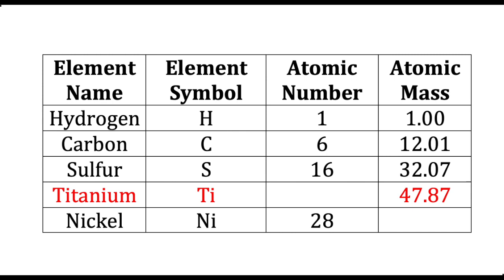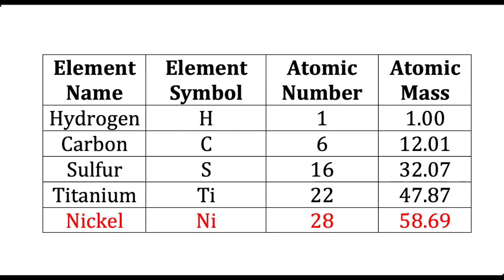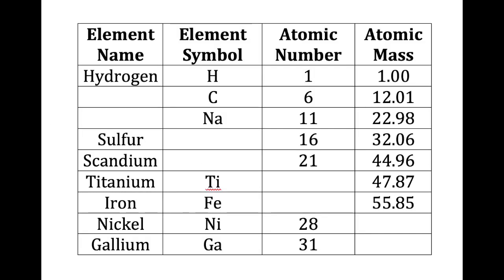The atomic mass is 47.87 atomic mass units. The atomic number is 22. The symbol for nickel is Ni. The atomic number is 28, and the atomic mass is 58.69 atomic mass units. You can do the remaining elements. Pause the video and fill in the chart. We will then graph the data together.